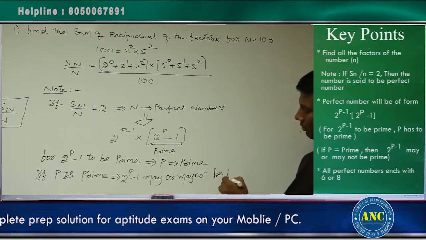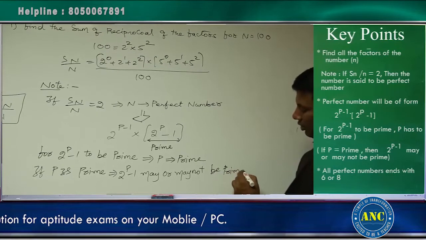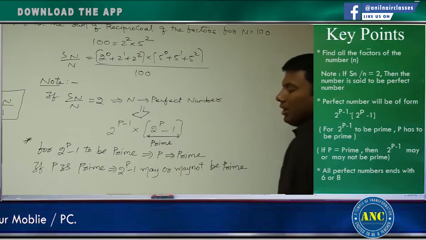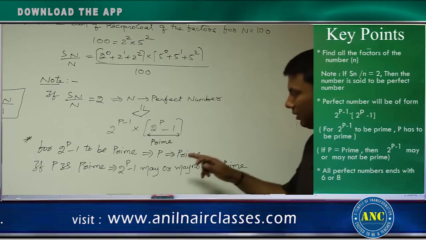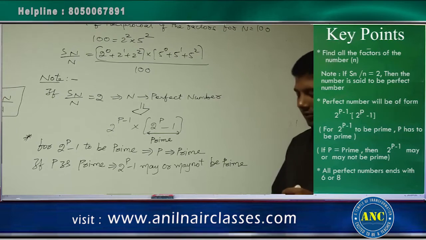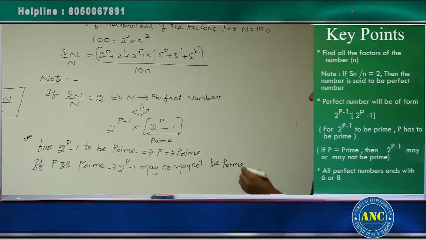May or may not be prime. Very important note: for 2 power p minus 1 to be prime, p has to be prime. If p is prime, this may or may not be prime. Question, please write down. And one more important point.